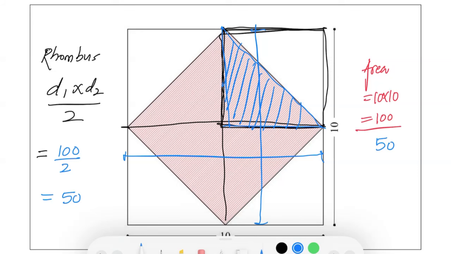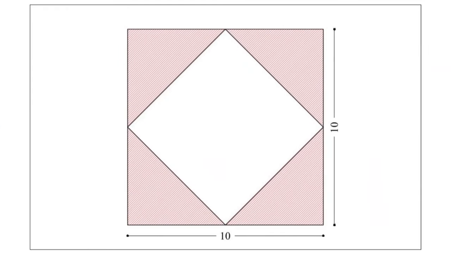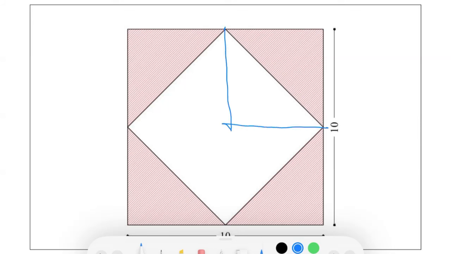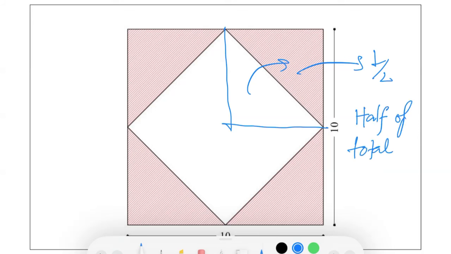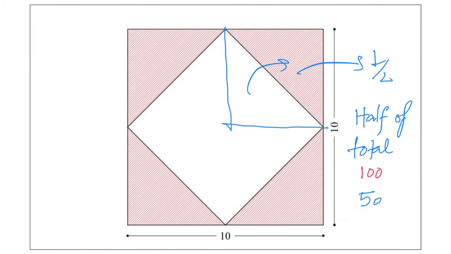Let's go to another question. What is this area? Again, we can apply the same logic. What was the logic? The area is half. So we divide it, we take one part of it, and we realize that this area is half. So the shaded area will be half of the total. And how much is the total area? Total area is 100. So half area will be 50. Therefore, the area of the shaded region in this case is 50.